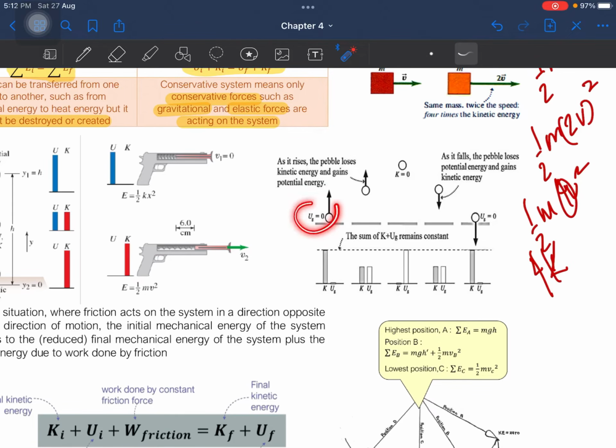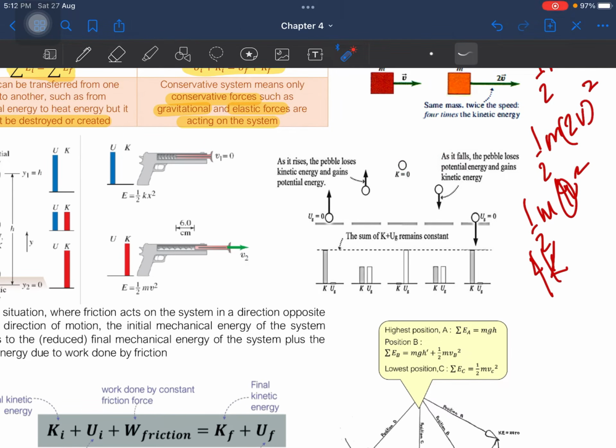Dia bilang 0. Oh, okay. So, this is the gravitational potential energy. It is equal to 0. So, dia ada kinetic energy saja. And then at this point, the pebble loses its kinetic energy. So, it gains potential energy because it will be going down. So, the gravity is pulling it down. At this point, kinetic energy is equal to 0, sebab at maximum height, final velocity is equal to 0.